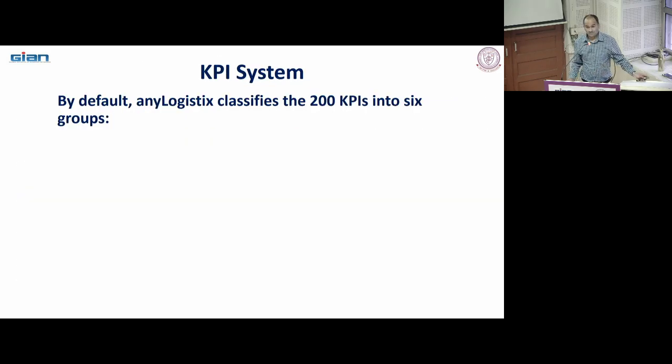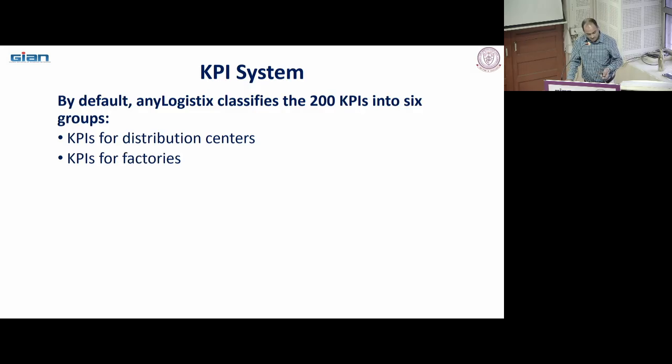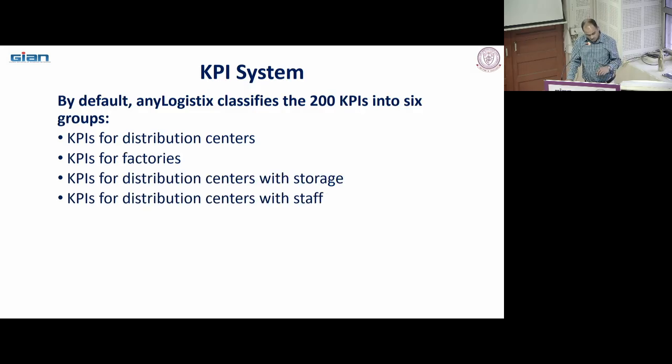So KPIs, yesterday I showed you how to add the dashboard. KPIs, key performance indicators, statistics. Here, logistics groups all the KPIs basically into 6 categories: KPIs for the distribution centers, KPIs for factories, distribution centers with the storage, then with the staff, customers, suppliers. Based on your interest, suppose you want to find the KPIs related to the DC, then you can see how much inventory is available there, on-hand inventory, in-processing inventory, because there are various categories of inventories. You can select that one.